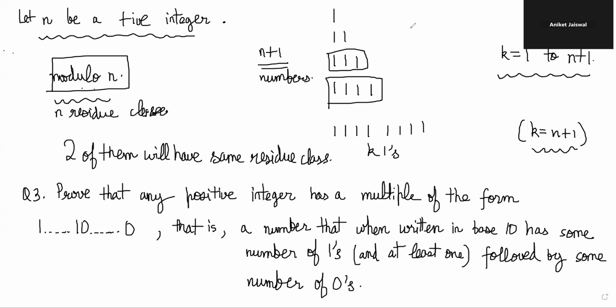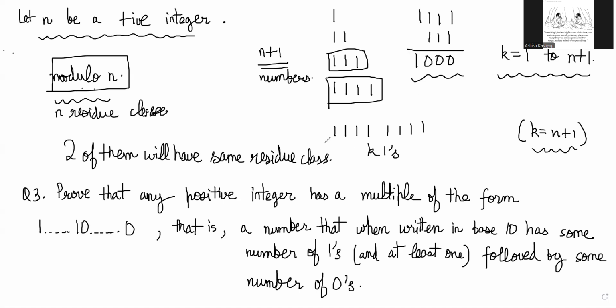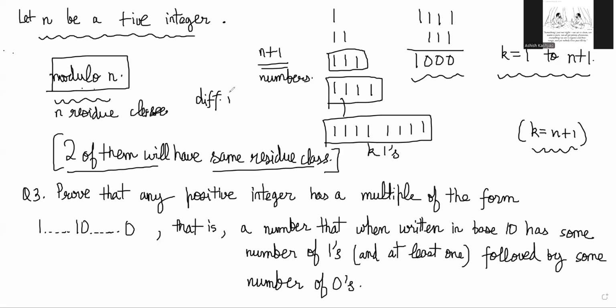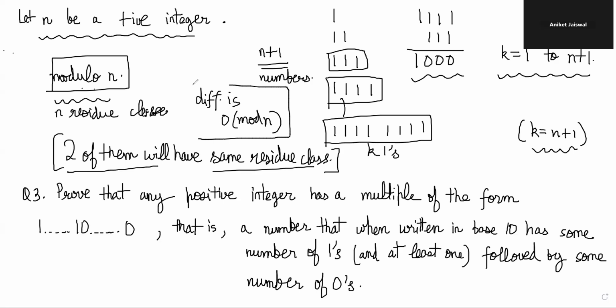So some zero will definitely come, meaning the zero will be in the difference. Suppose you take their difference, what comes? 0, 0, 0, a 1. If you take the difference of this one and that one, you get a lot of ones, then zeros. So basically that difference will be divisible by n, right? Because two of them are in the same residue class, so the difference is 0 mod n. So that difference is a number of this form, right?